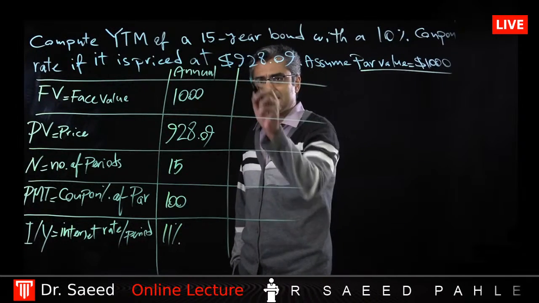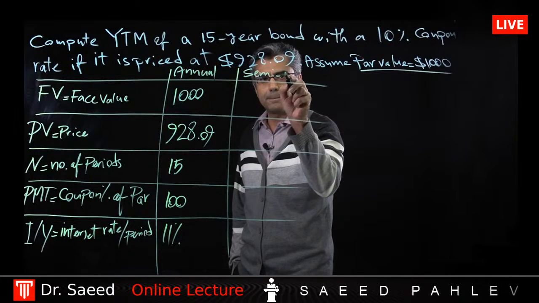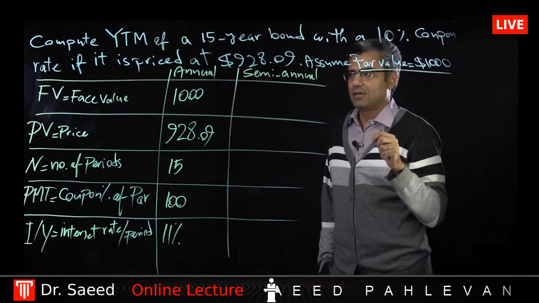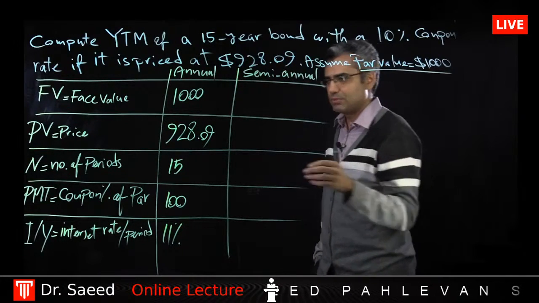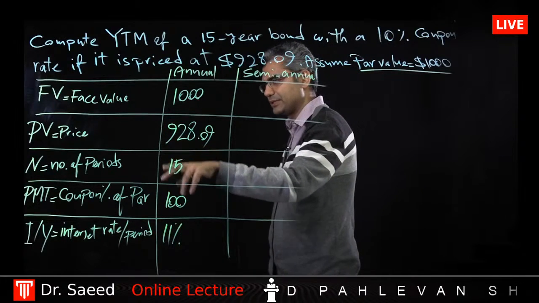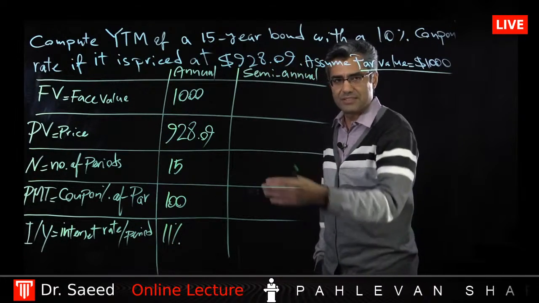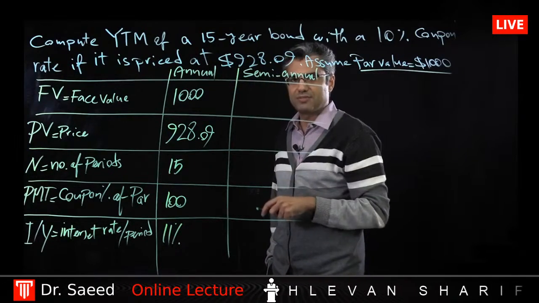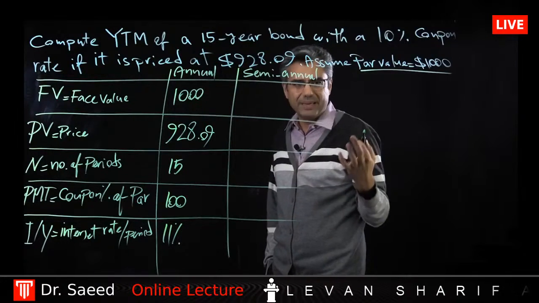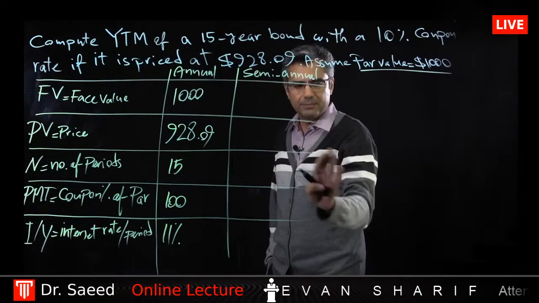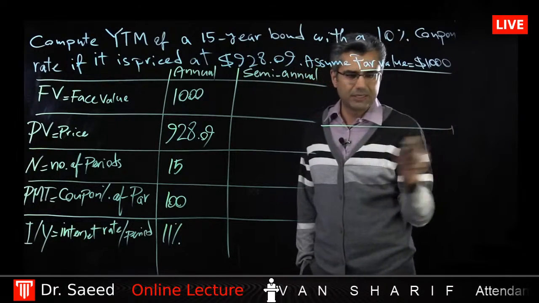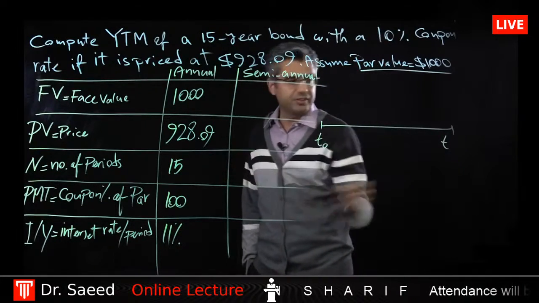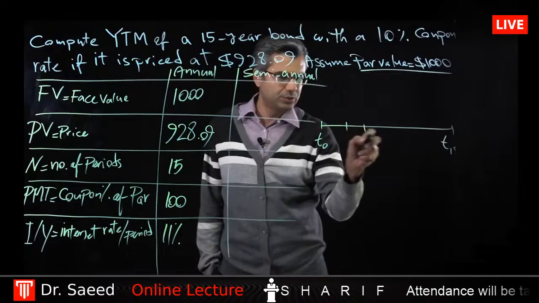Now let's assume it's semi-annual, meaning the coupon payments are paid twice a year. It means they split these payments, the PMT, into 2 payments every 6 months. So now we need to adjust these 4 parameters based on the semi-annual assumption. Face value is just 1 payment that happens at the end of maturity. You see, this is the timeline of the bond. It's a 15-year bond, so 15.